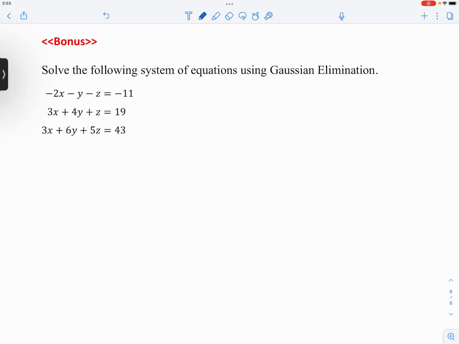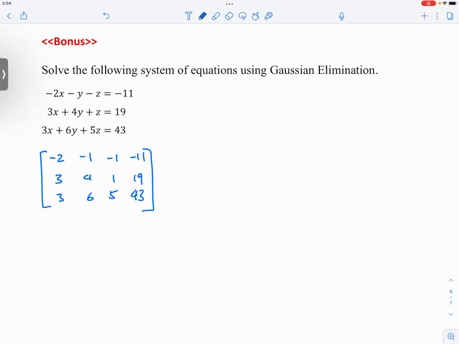But since we are here, let's go ahead and look at the answer, so that you can see what's going on. But we will also set up the matrix first, and then you can see the transition a lot better. So we'll go ahead and create this matrix. So we have -2, -1, -1, -11, 3, 4, 1, 19, 3, 6, 5, 43. Some people will put a line right here. It's optional, at least for me, if you can see it better.